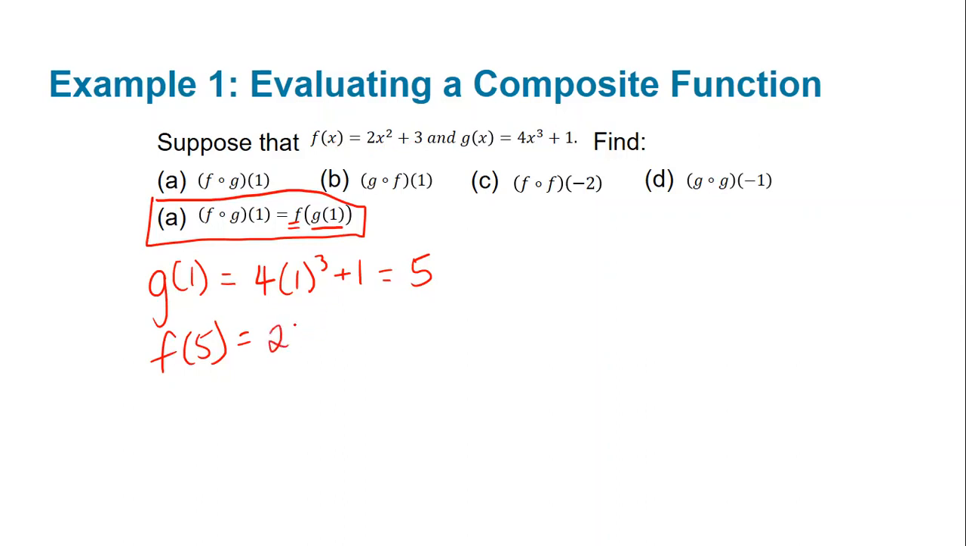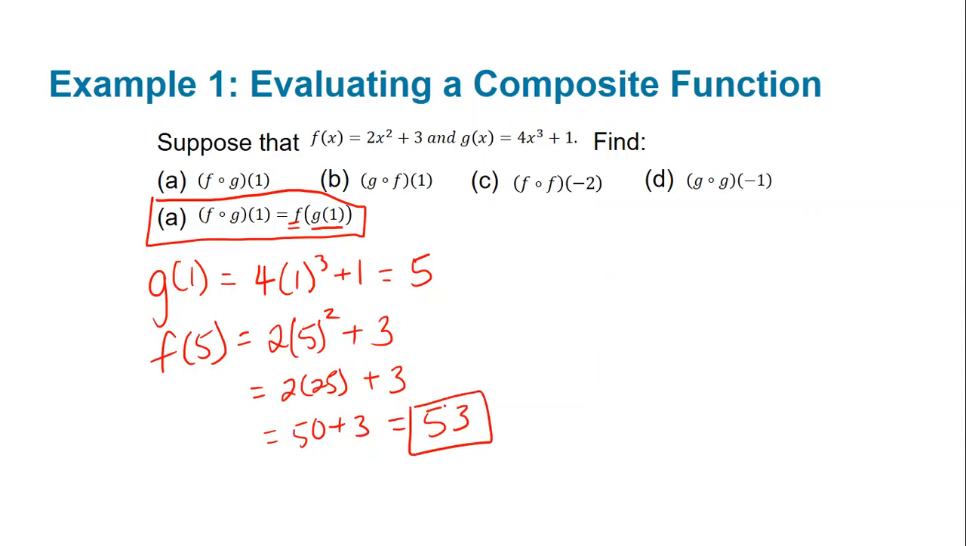So we have 2 times, substitute in, 5 squared plus 3. That gives me 2 times 25 plus 3. That gives me 50 plus 3, which is 53. So after evaluating, I get f composed with g at 1 equals 53.